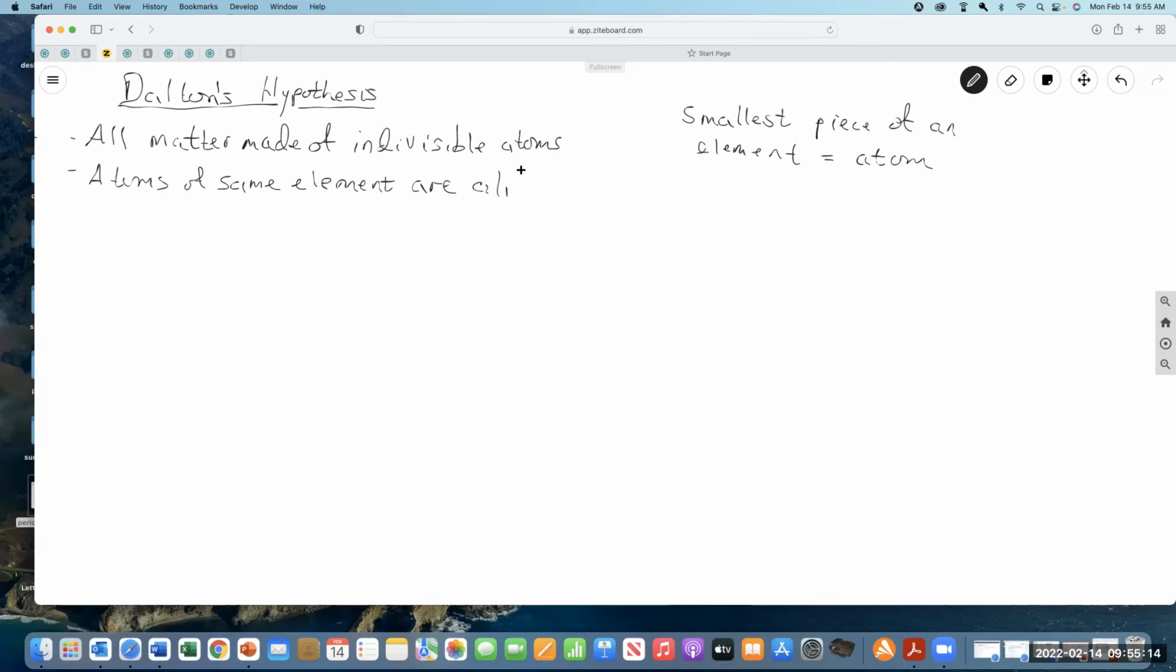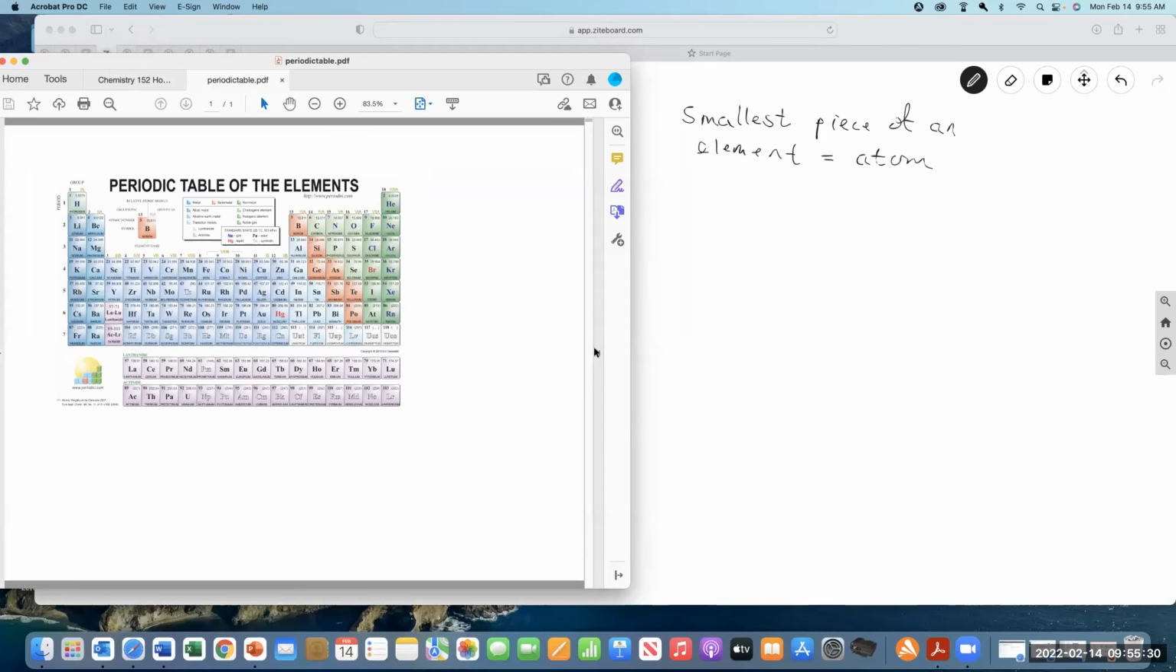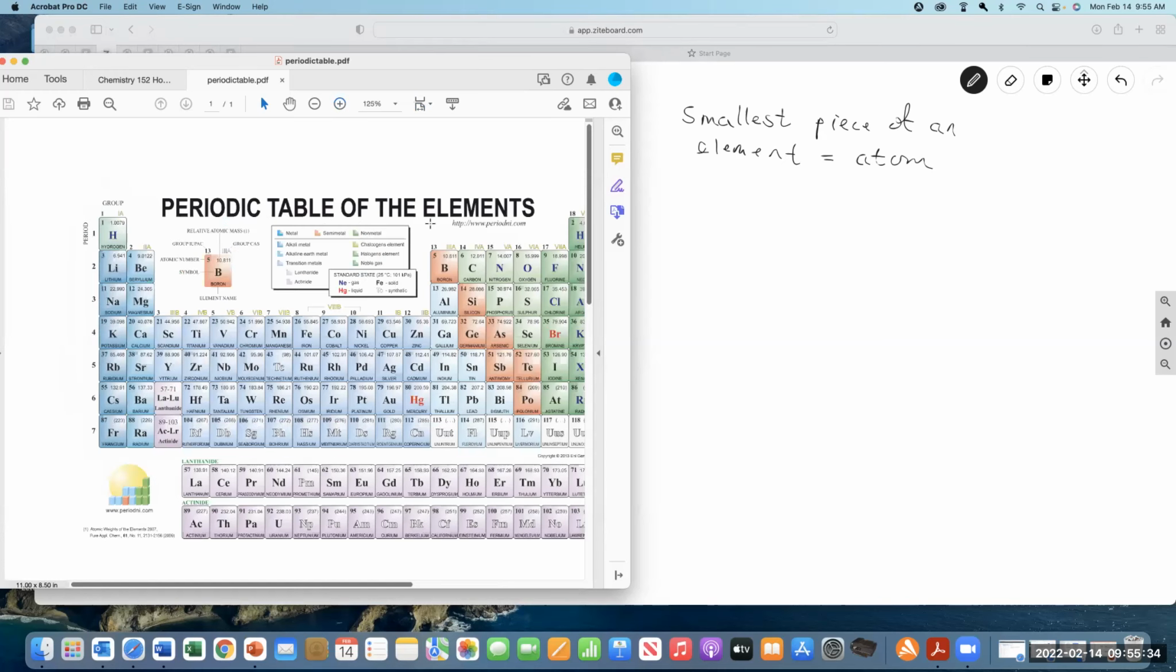Are alike. So that means, where's that periodic table here? Oops, you can't see the periodic table, can you? Yes, we can see it. Oh, you can see it, okay. So if we look at a periodic table here, we're going to start looking at that a little bit today.